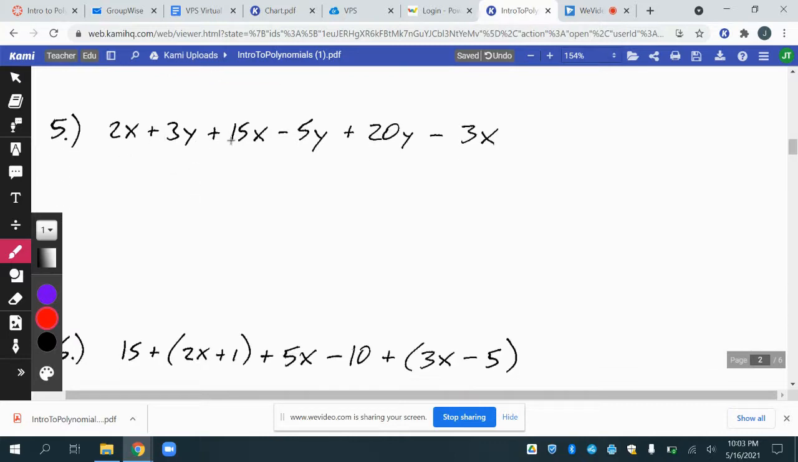So now I have 1, 2, 3, 4, 5, 6 terms again. Some of them have x's and others have y's. That's important to note. I cannot add x's with y's. So my x's are -3, 15, and 2, the coefficients of x. And I can add those together. 2 plus 15 is 17. Minus 3 is 14x.